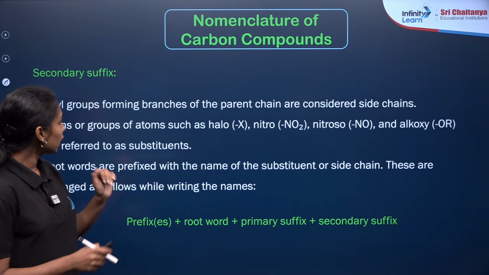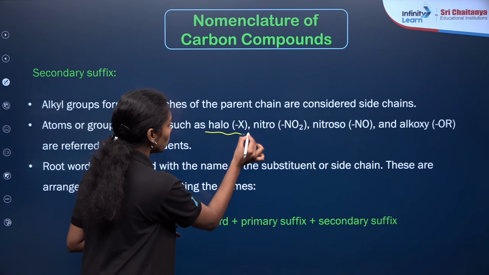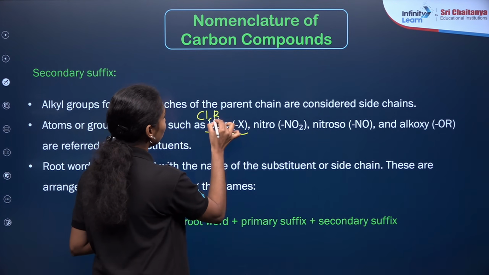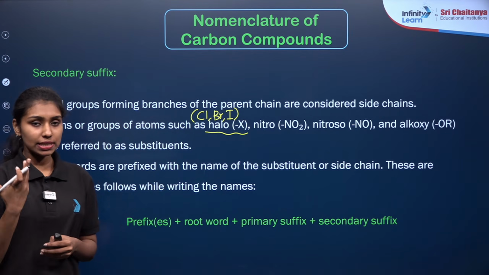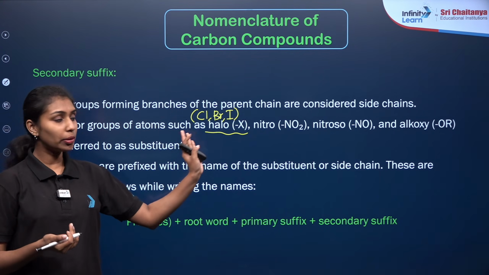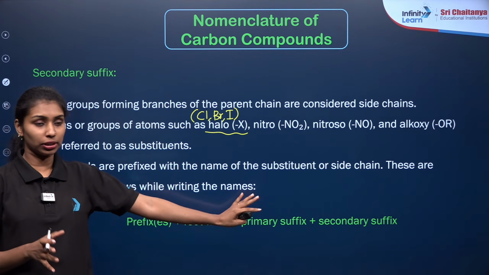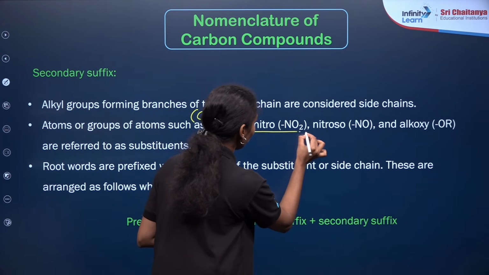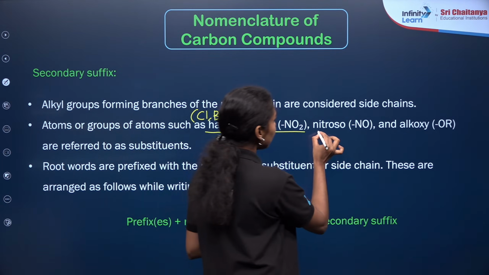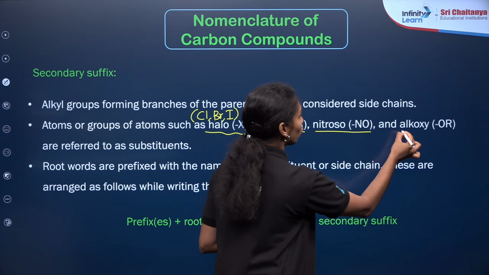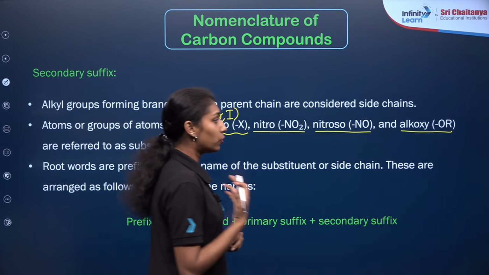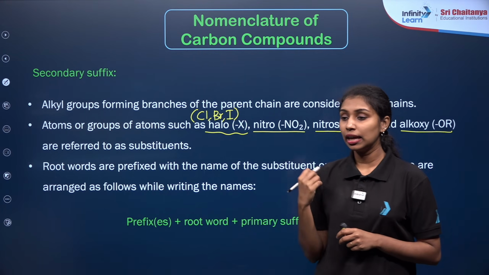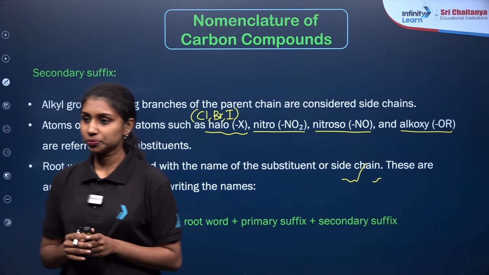Again, some of the functional groups are given here. If you have the halogen groups, either chlorine, bromine or iodine, the name will be halo: if it is chlorine, it will be chloro; if it is bromine, it will be bromo; if it is iodine, it will be iodo, and so on. Similarly, another functional group is the nitro group, that is NO2. If you have an NO group, this is the nitroso group. And the OR group is known as the alkoxy group. So you must know the names of different functional groups in order to name the compound.